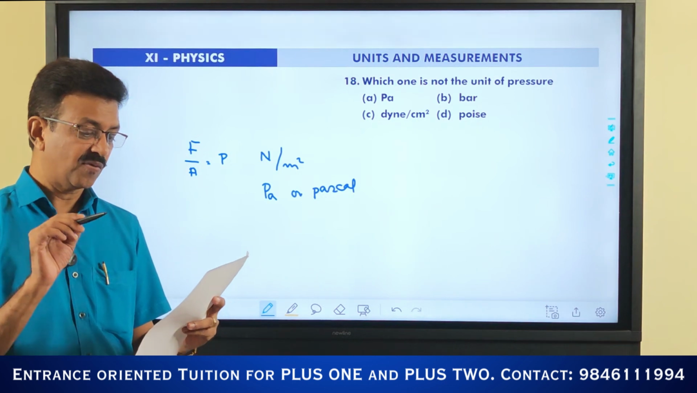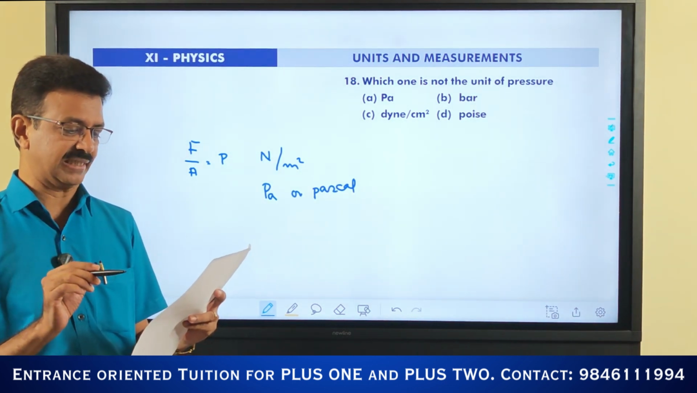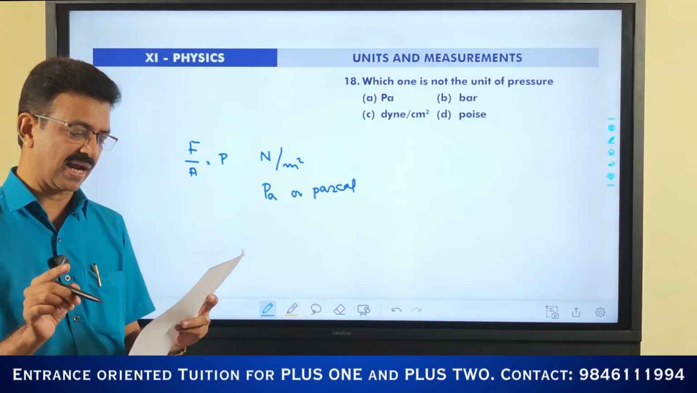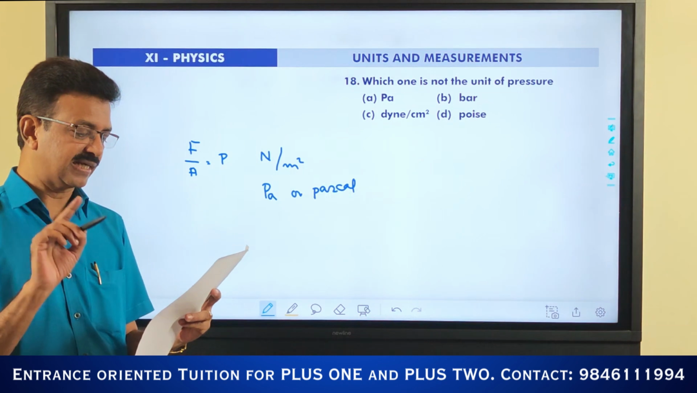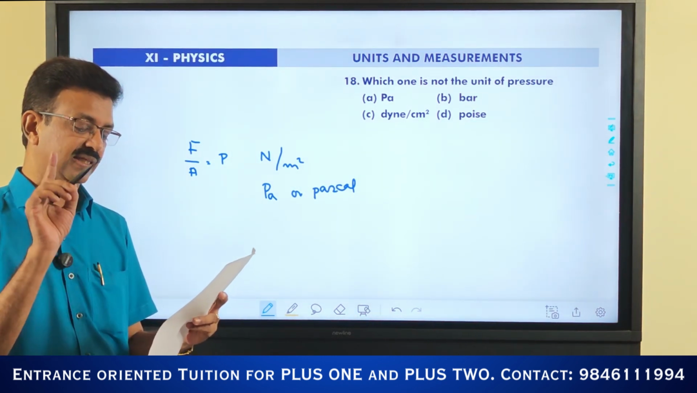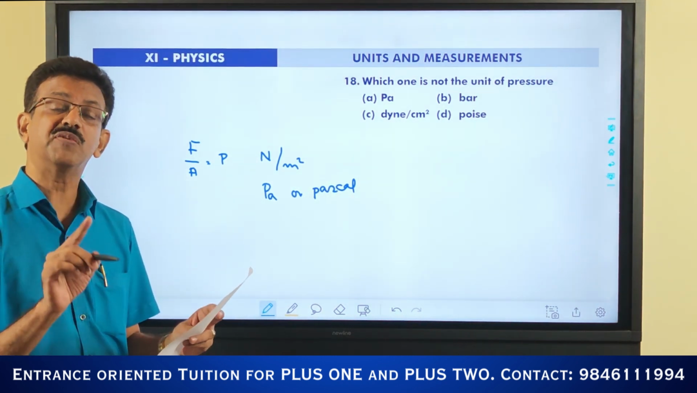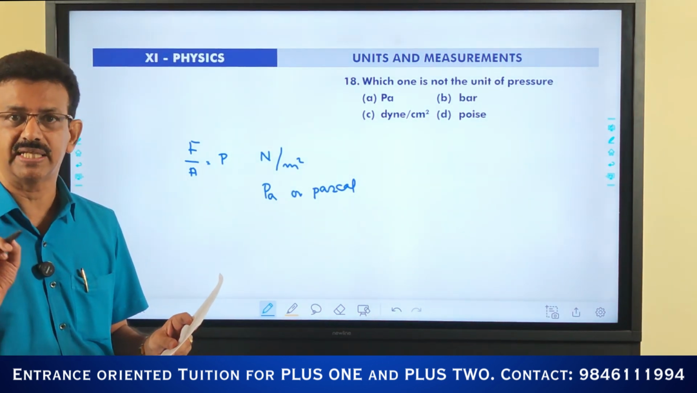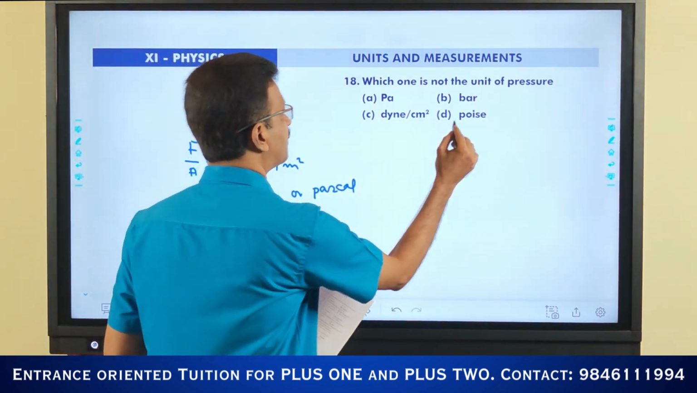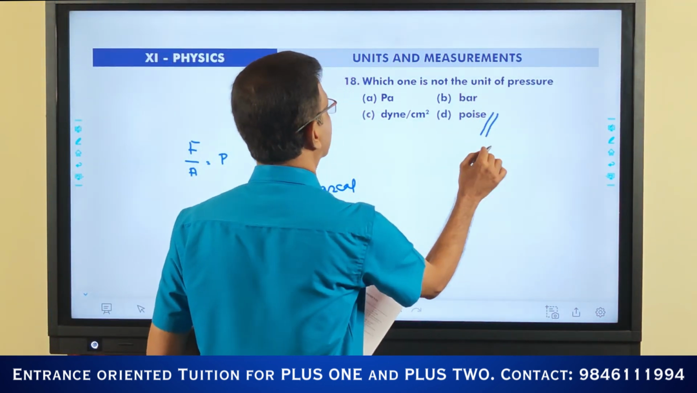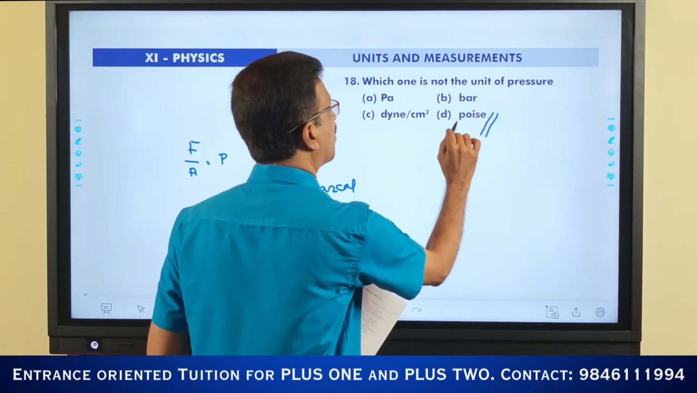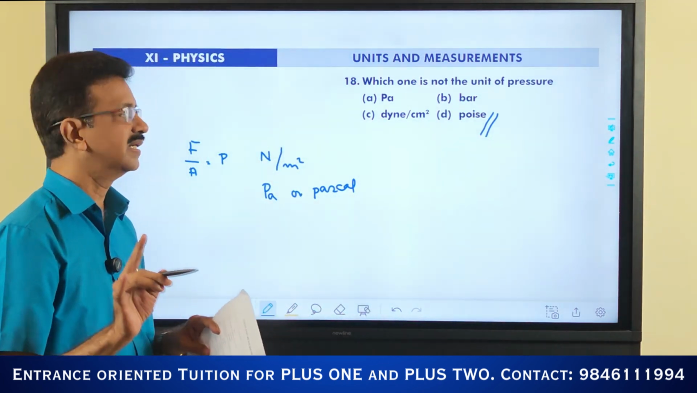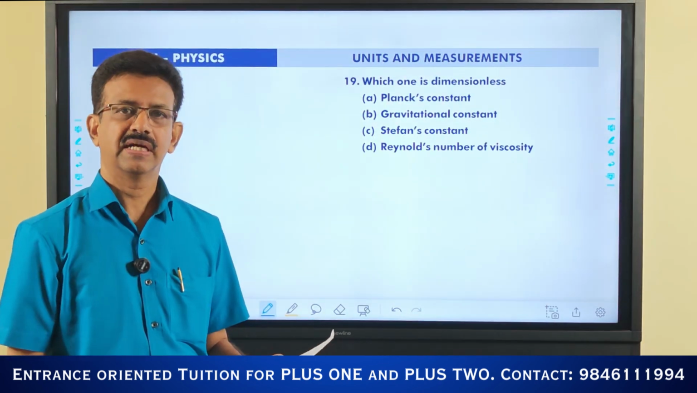Here, the question is, which one is not the unit of pressure? First one is Pa, it is the unit for pressure. Second one, bar, it is also used for pressure. Third one, dyne per centimeter square, it is the CGS unit of pressure. Fourth one is poise. Poise is the CGS unit of viscosity, not for pressure. Therefore, the correct answer is poise, which is not the unit of pressure. All the others are used to represent pressure. The answer is D. Next question.